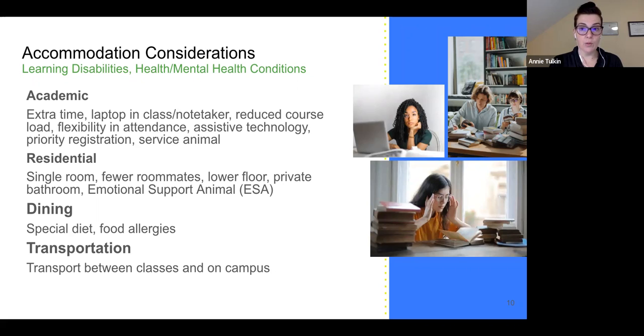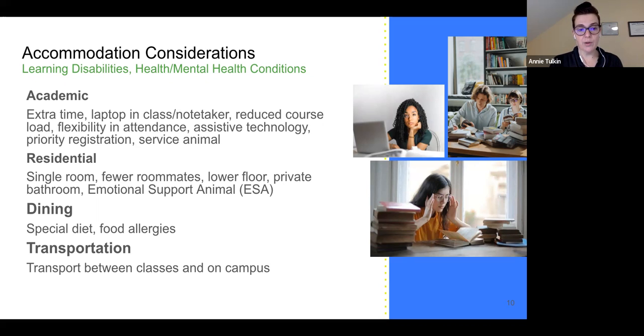They could also request fewer roommates. That could be a reasonable accommodation, maybe a lower floor. A private bathroom. A lot of students who have gastrointestinal conditions need more time in the bathroom, or if they have other medical issues where a private bathroom might be essential, they can request that as an accommodation. Dining, if your student has a special diet or food allergies, celiac, peanut, shellfish allergies, you're definitely going to want to connect with the dining services to have a conversation and also potentially request accommodations around dining.